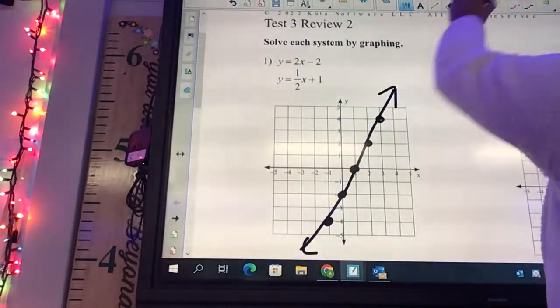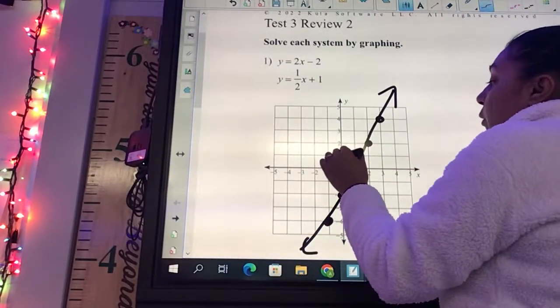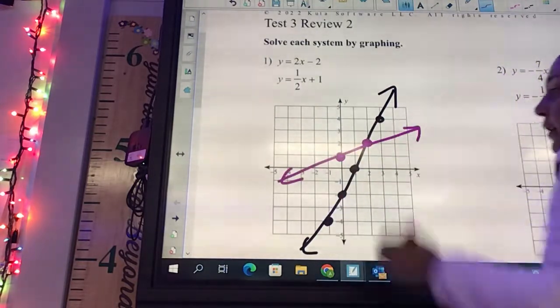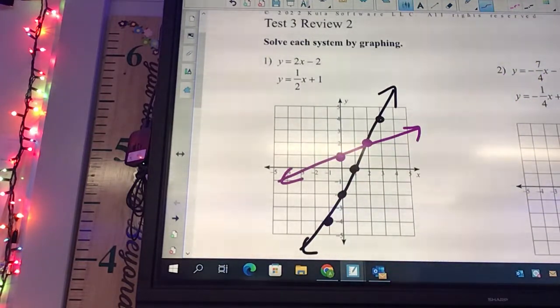Okay, line 2 is gonna start at 1, and we're gonna go up 1 over 2. And so that one connects right away. Okay, and that point is 2, 2.